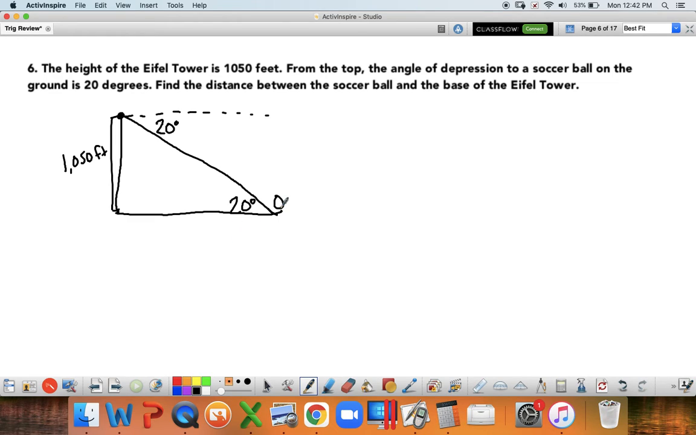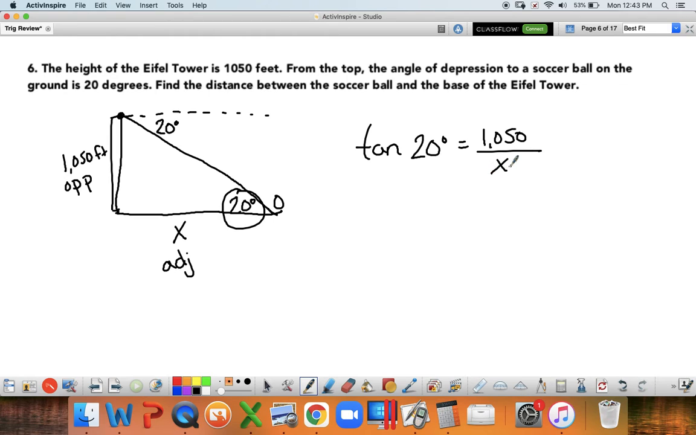Find the distance between our soccer ball over here and the base of the Eiffel Tower. So that's what I'm trying to figure out. I've got my angle, I've got opposite, and I'm trying to find adjacent. So that tells me I need to use the tangent. So the tangent of 20 degrees is 1,050 divided by x.